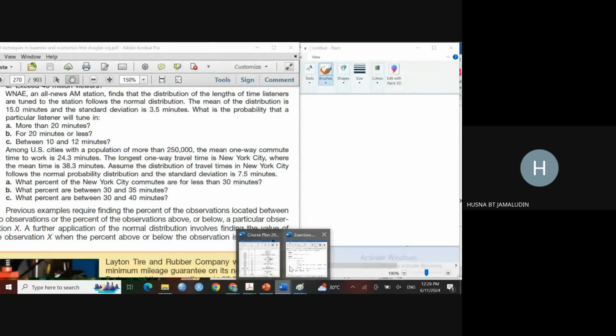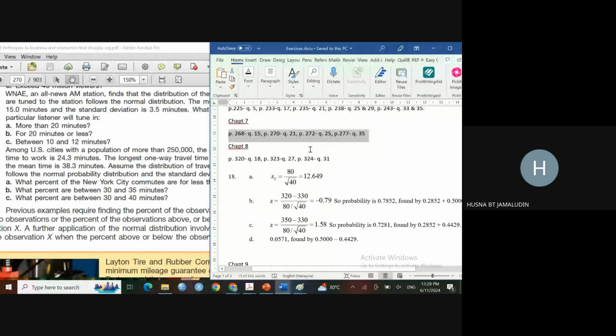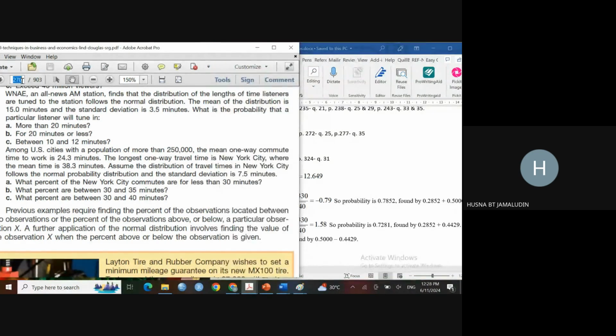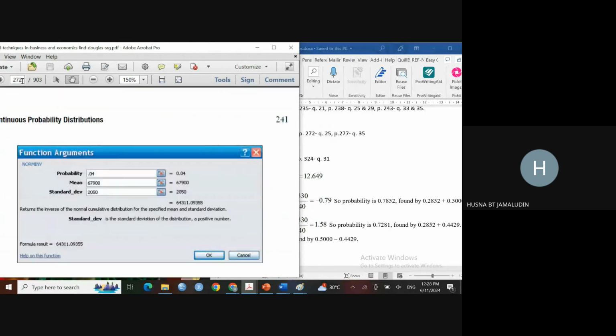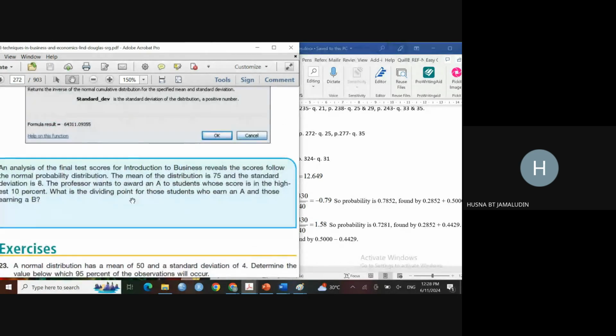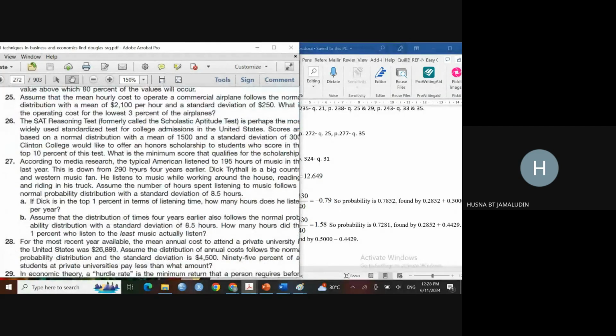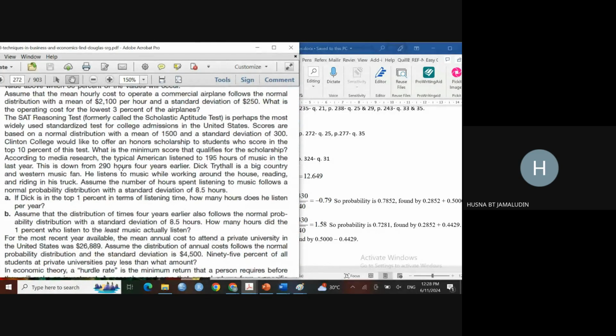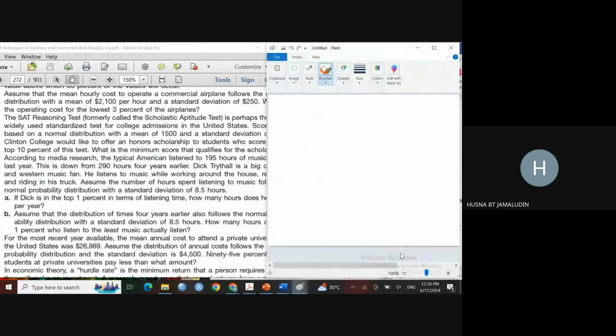Okay, so let's look at the next one. Let's look at page 272, question 25. Where is it? This is another example from a different point. You have seen how to apply the z formula. Now is the example of how to find the x using your z formula.